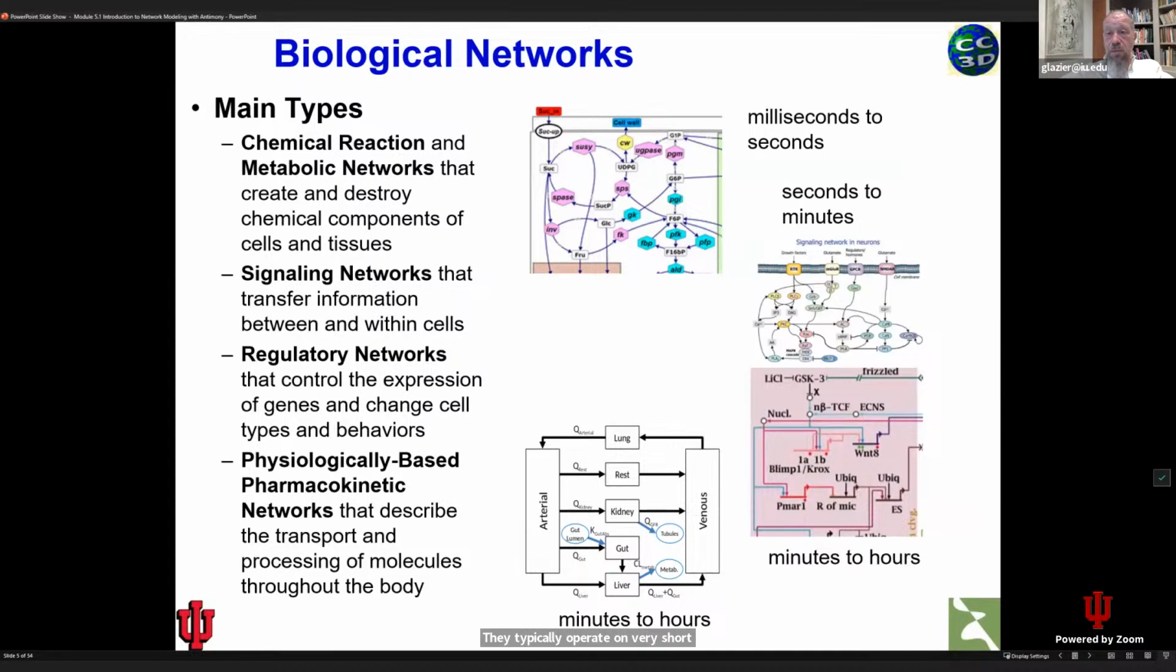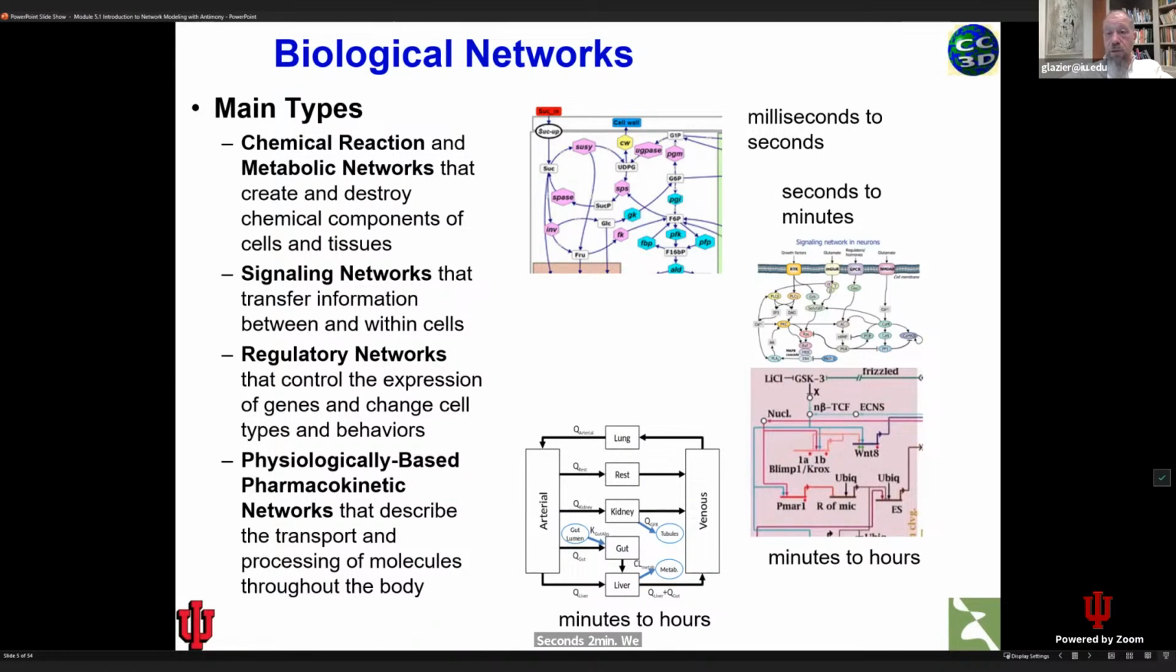Then there are signaling networks that particularly convey information from the surface of the cell into the cell through receptors. And they operate especially with kinases and phosphatases as components. Those operate on slightly longer time scales, seconds to minutes.